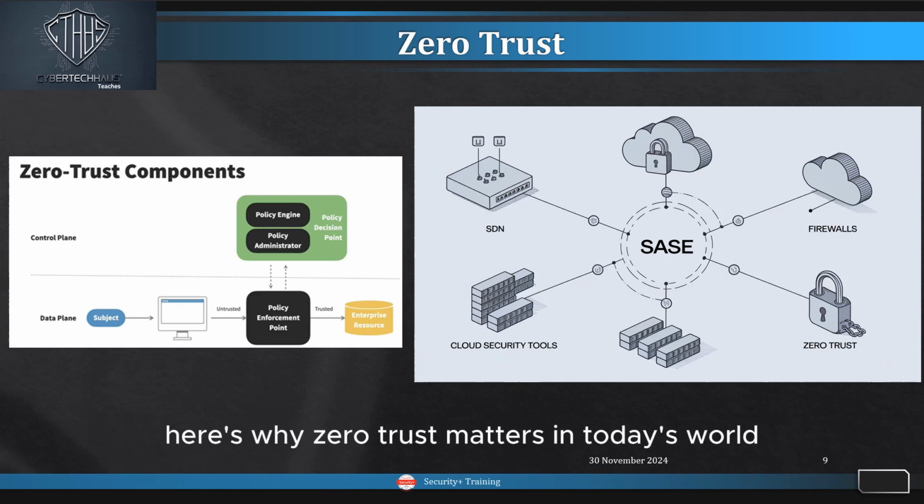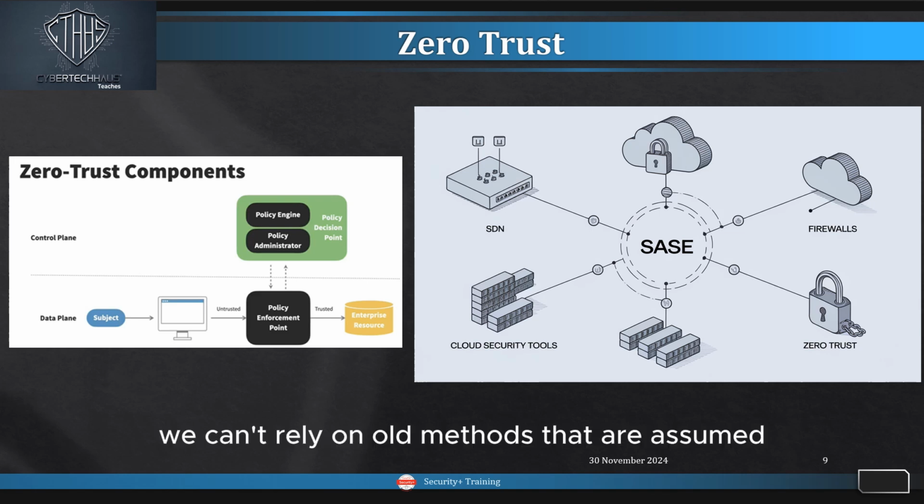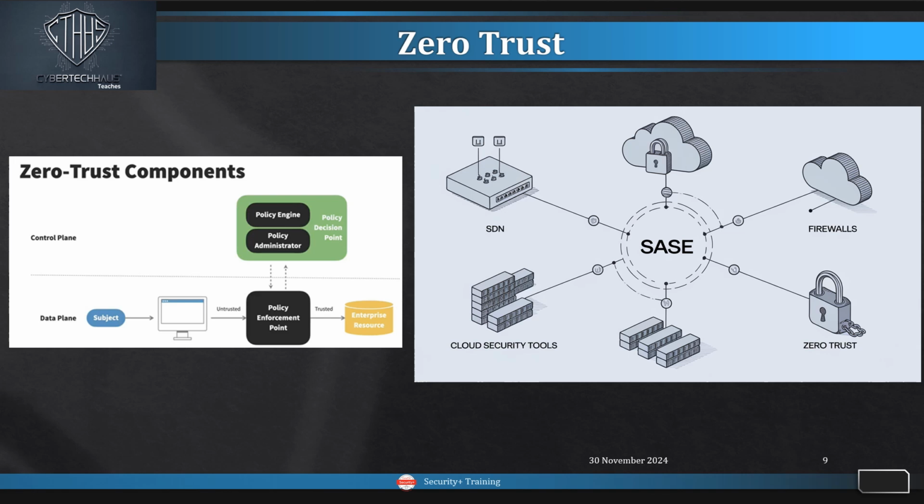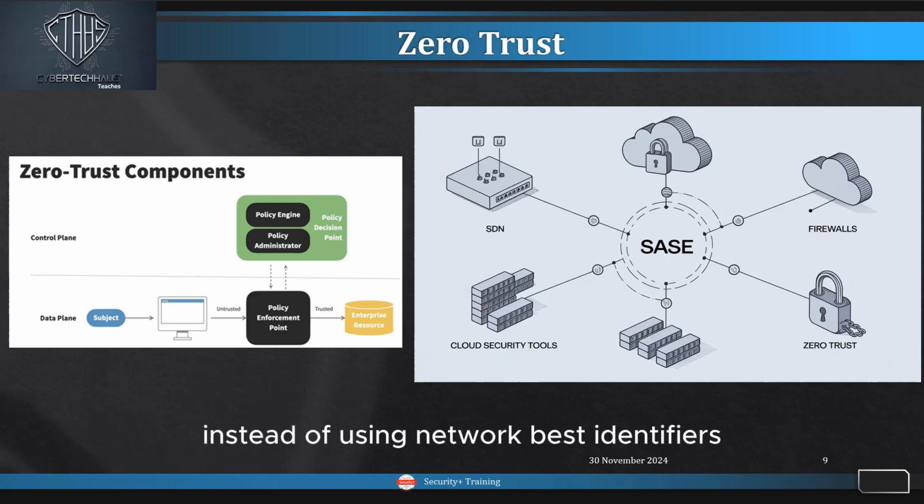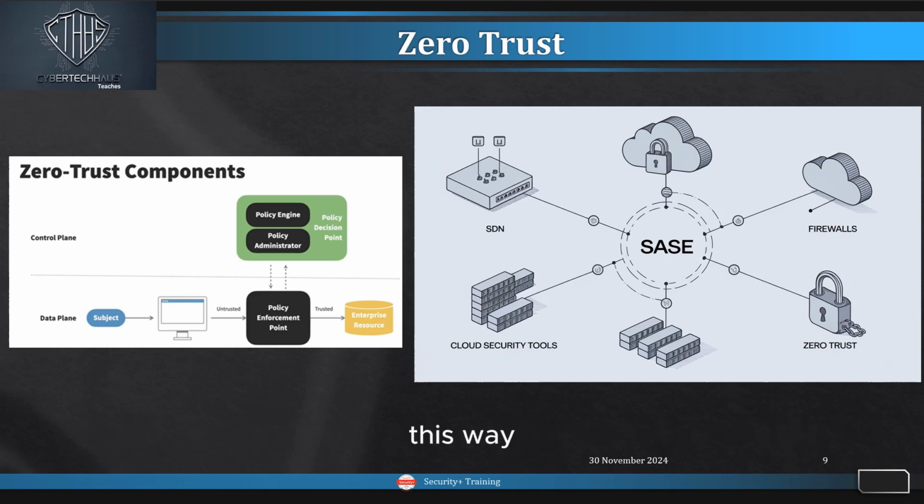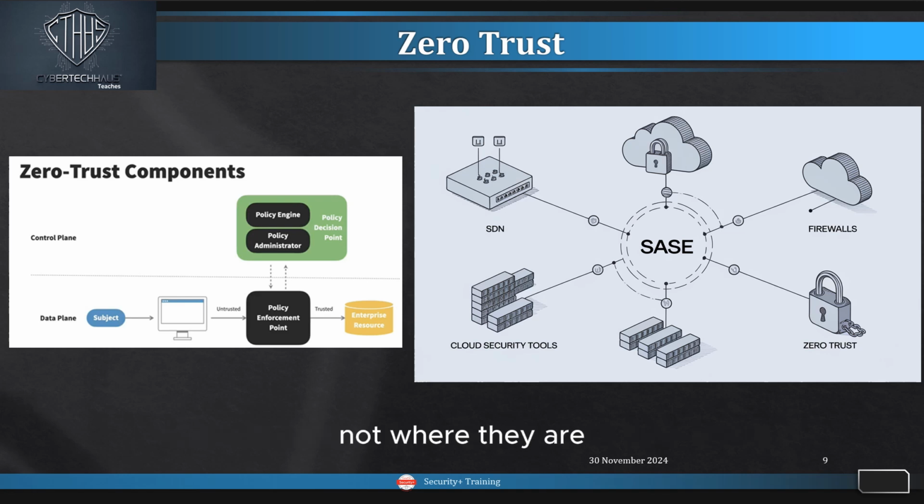Here's why Zero Trust matters in today's world. Users and data are everywhere, at home, in the office, on the cloud, or on mobile devices. We can't rely on old methods that assumed users inside the network could automatically be trusted. Instead of using network-based identifiers like IP addresses, Zero Trust uses strong authentication and authorization. This way, access is based on a user's role and their needs, not where they are.